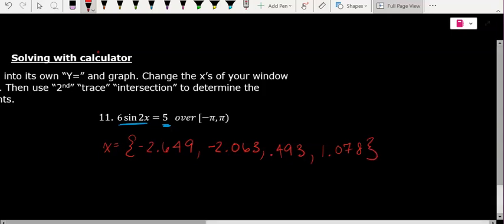There we go. So those are all of my answers for that one. So that's how you can use your calculator to help you out. All right, that's going to complete day 2.